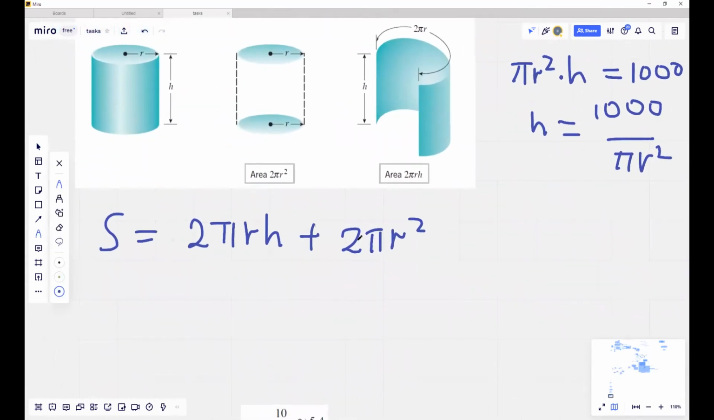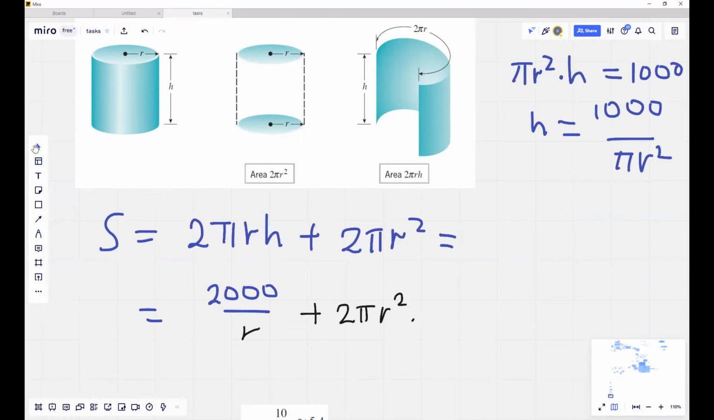Okay, so now replacing h in S we will have 2000. Pi's will cancel out. r cubed, not r cubed, I'm sorry. So that will be r over r squared. So 2000 over r, 2000 over r plus 2 pi r squared.